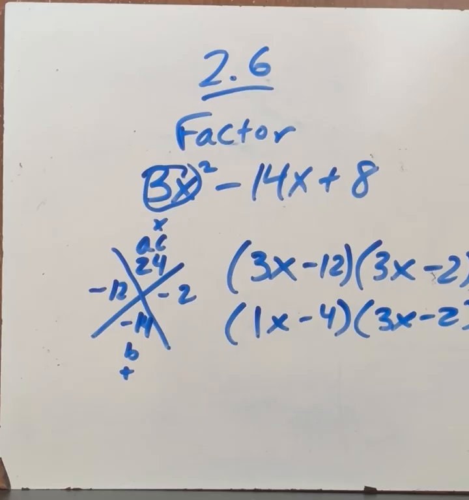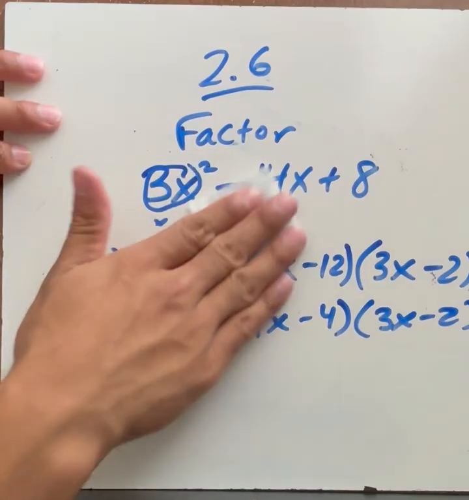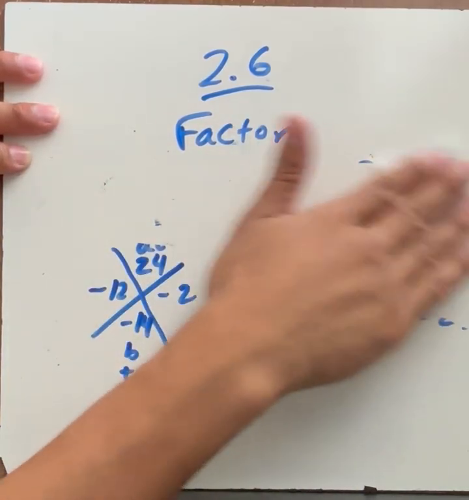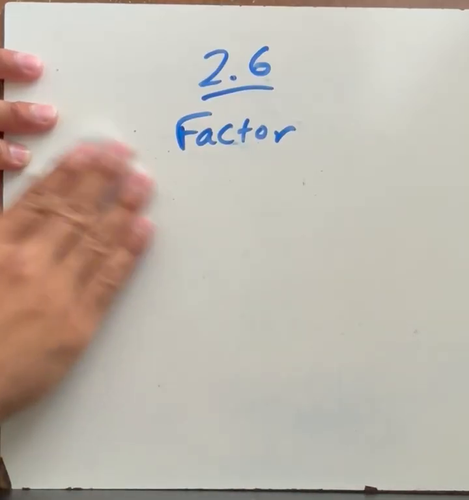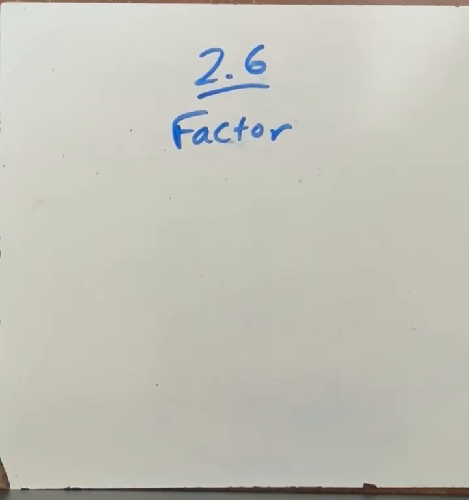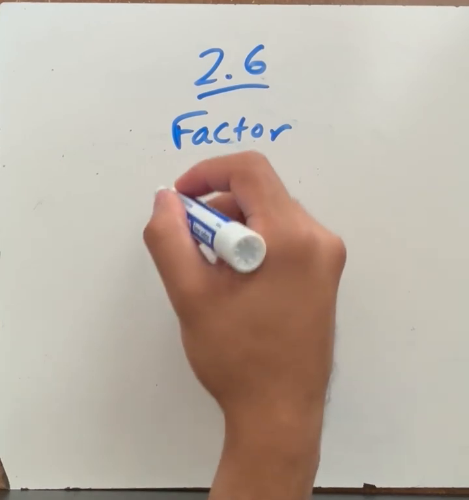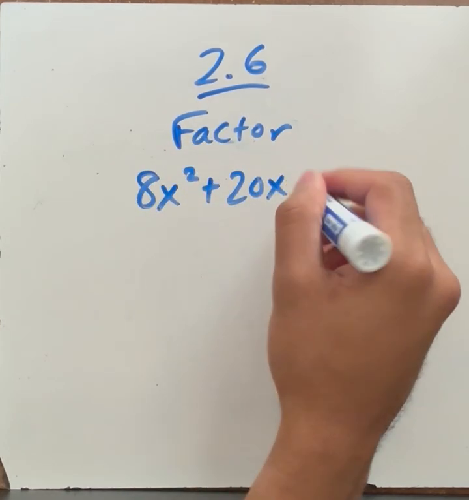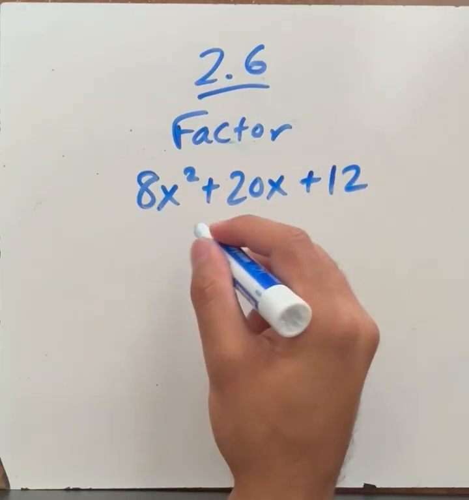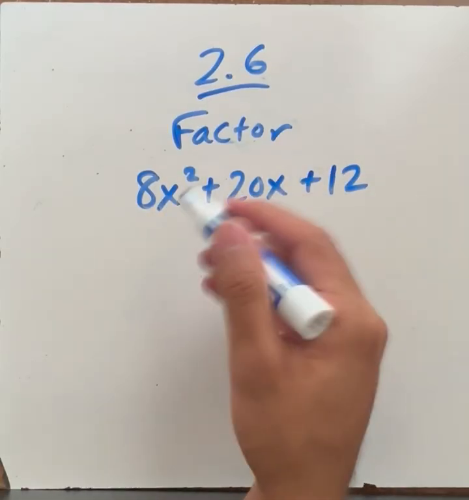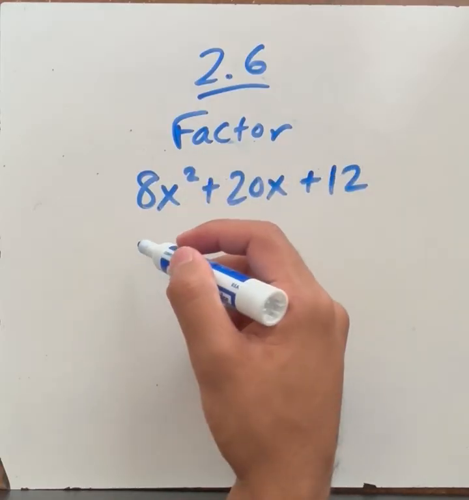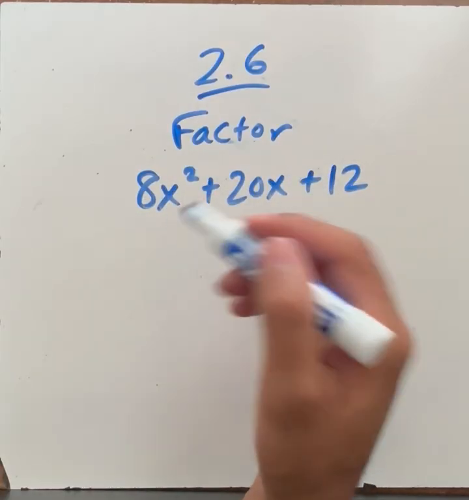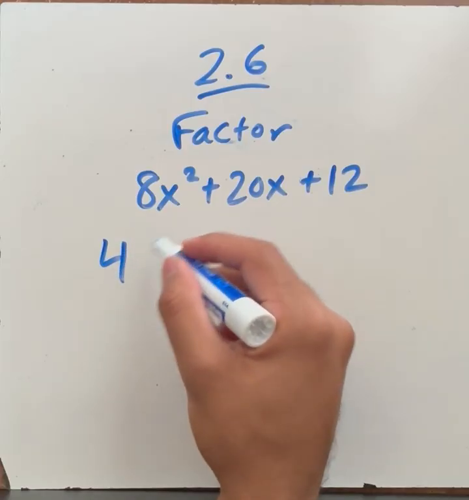All right, let's go and take a look at a similar question. How about when the question says something like 8x squared plus 20x plus 12? Okay, the first thing we want to see is is there a common number within all three? So 8, 20, and 12 all have a common number, and that common number is 4. That means we can take out 4 from everything.